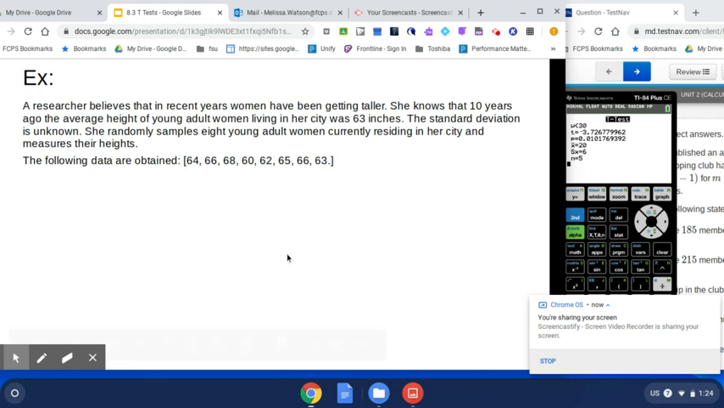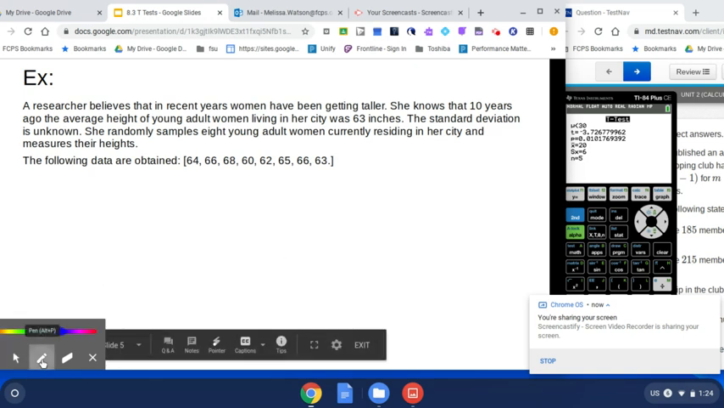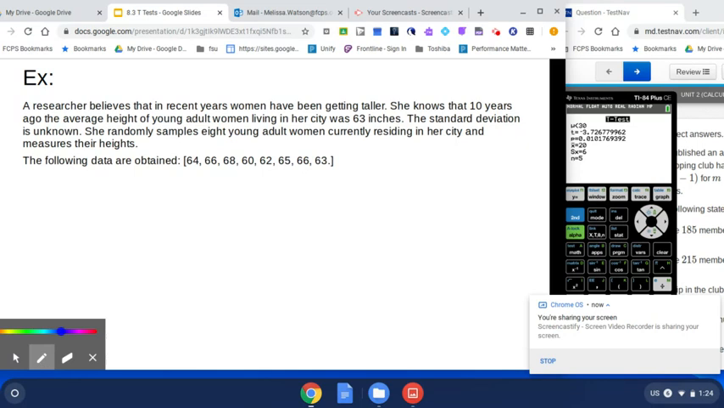Okay, here's our second example. This is part 2 of t-testing. It says a researcher believes that in recent years, women have been getting taller. She knows that 10 years ago, the average height of young adult women living in her city was 63 inches.